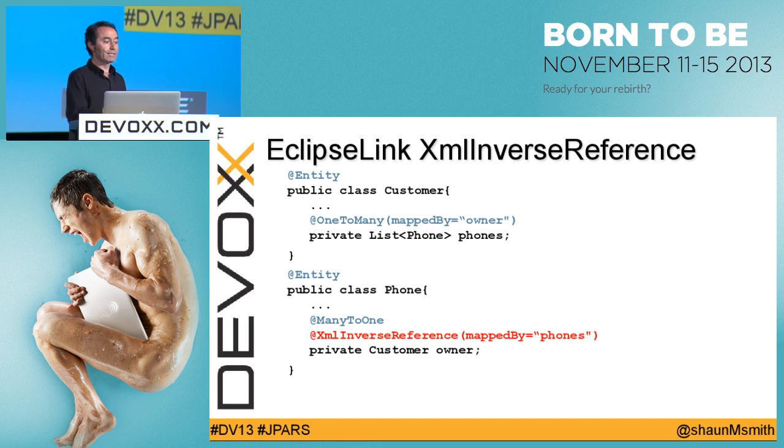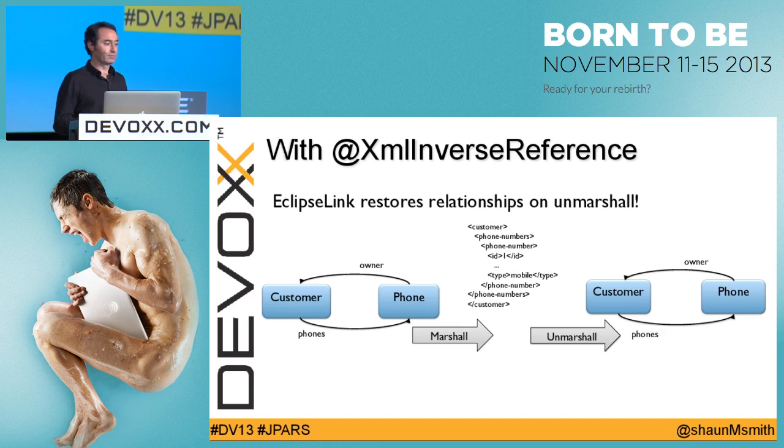And so with this annotation, what we can do is take the same initial model, marshal it out, marshal it back in, and what happens is when MOXy JAXB is unmarshaling the phone, when it sees customer, because of the XML inverse reference, it understands, okay, I'm unmarshaling this object, I'm in the context of this wrapper or outer object, I need to replace the back pointer to the containing object to put him back together the way he was.